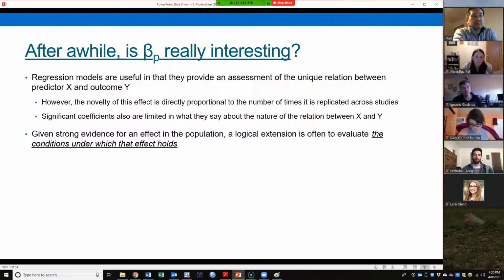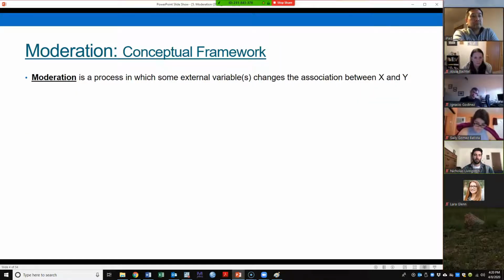And if those are the questions that I have, if I'm interested in the boundary conditions, are there situations, or populations, or conditions under which impulsivity is not related to increased substance use, this is what we're starting to get interested in terms of moderation effects, okay? Sometimes people throw around moderation and mediation interchangeably, which isn't good. From a research standpoint, moderation is a process where some third external variable starts to change the nature of the association between X and Y, right?